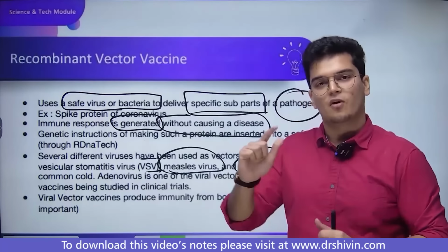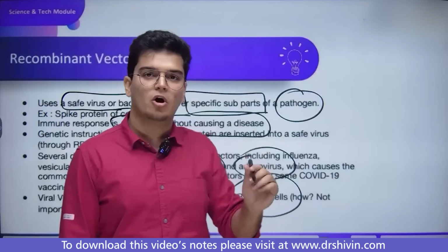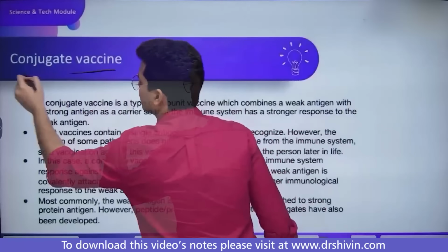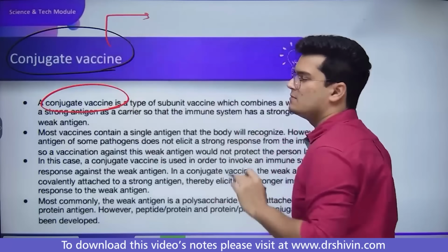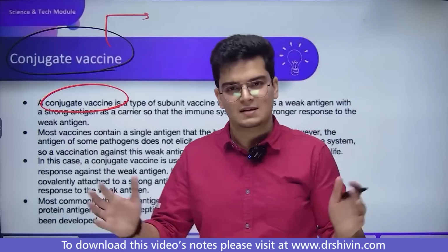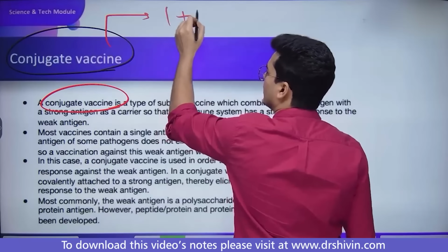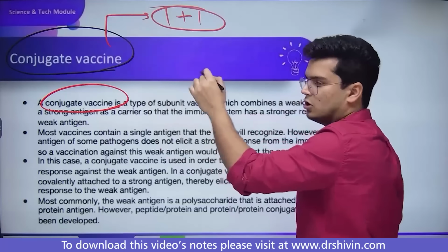So now we have understood recombinant viral vector or recombinant bacterial vector vaccine. Now we are going to see a conjugate vaccine. Now what does the word conjugation mean? Conjugation means combining two things together. It means 1 plus 1, like if I join two things together, it is called conjugate.